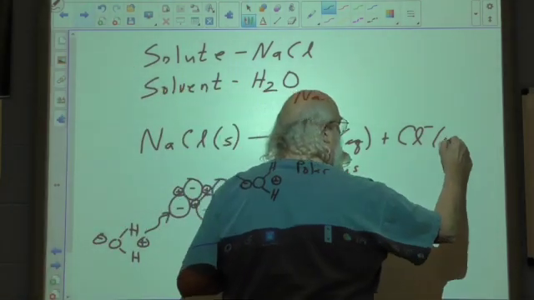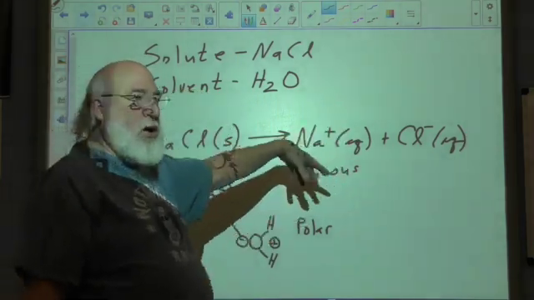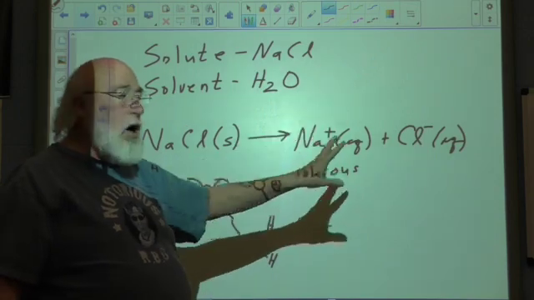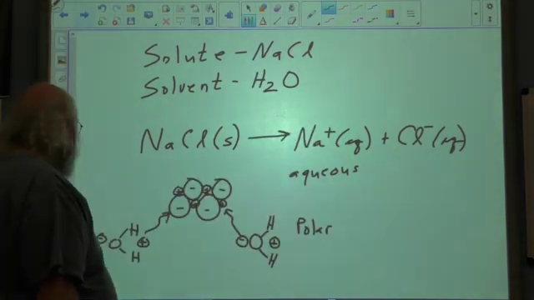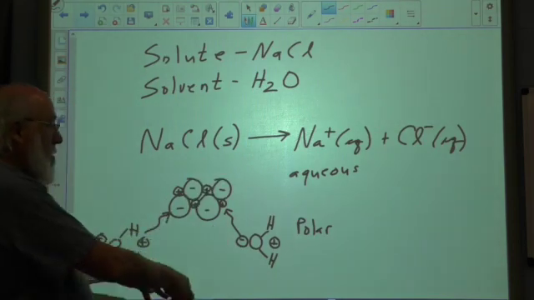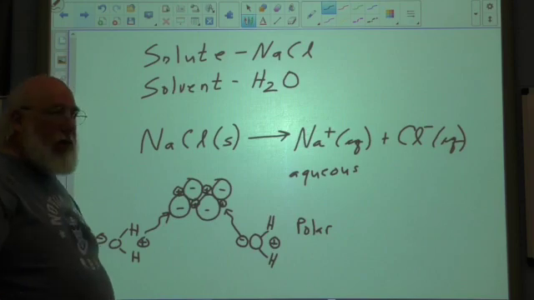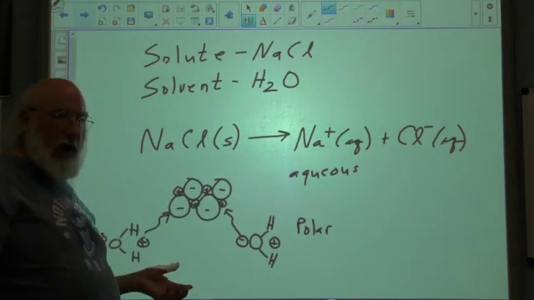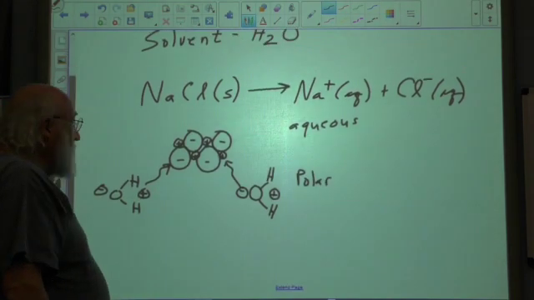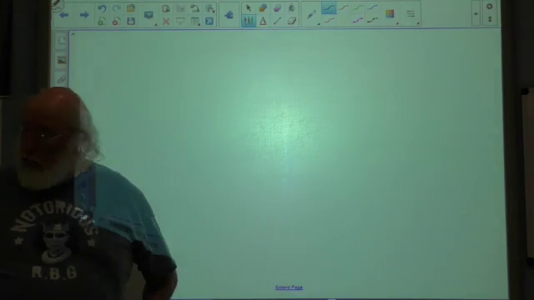And this is going to be aqueous. So this is the correct chemical equation describing the dissolving of sodium chloride. And it's all based upon this idea that the polar water, which is why it's such a good solvent, will attach to anything positive or negative. Okay? Now, that's one aspect of looking at this.